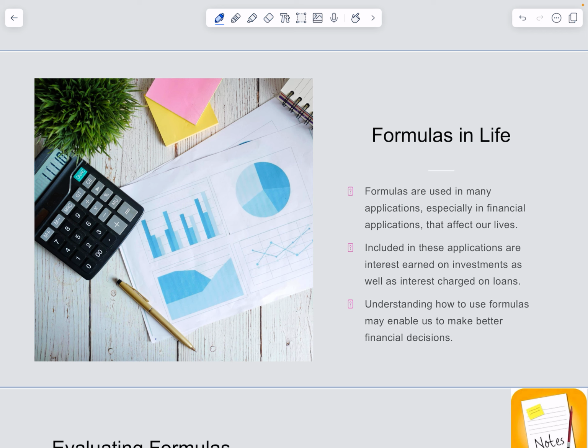So formulas are used in a lot of applications, and most of them that we'll be studying in this course are in finance. So this could be interest earned on investments in your savings account, interest charged on a loan or a credit card, things like that. And understanding how to use these formulas will let us make better decisions for ourselves because we'll be able to calculate which offer is best for us.